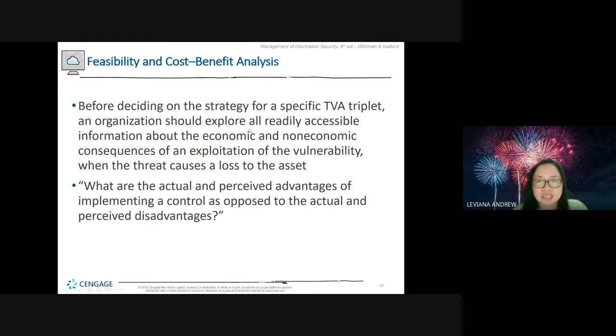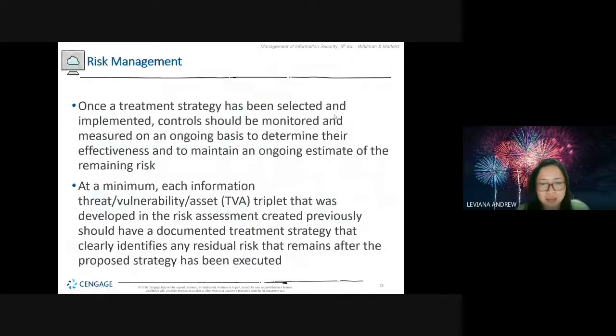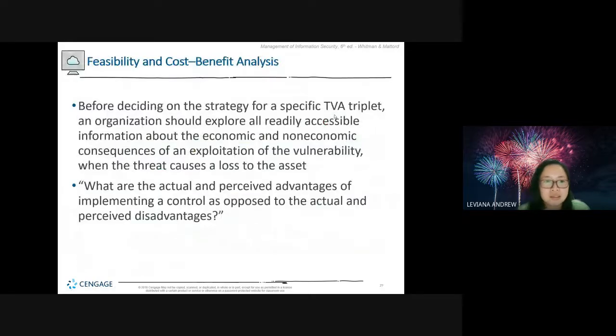Before deciding on the strategy for a specific threat, vulnerability, and asset, the organization should explore any readily accessible information about the economic and non-economic consequences of exploitation of the vulnerability. When the threat causes a loss to the asset, what are the actual and perceived advantages of implementing a control as opposed to the actual and perceived disadvantages? Is the cost of protecting it worth it? Worth keeping?